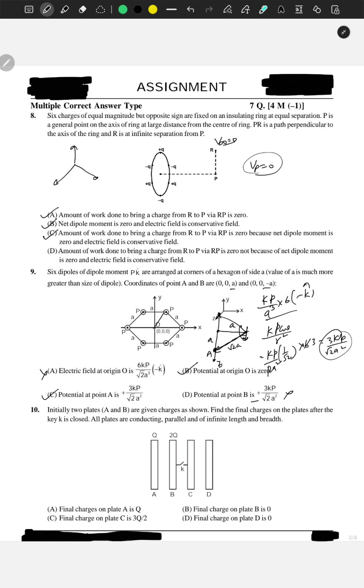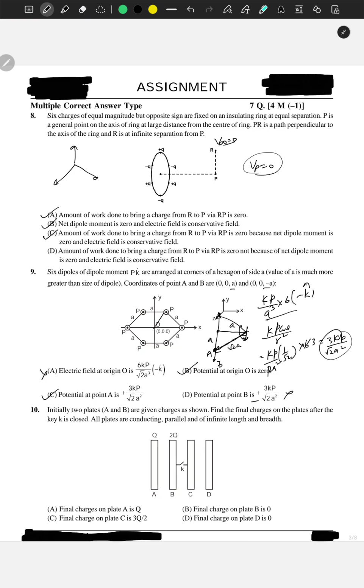Okay, let's move to the next, and this will be the last question of this session. Question number 10. Initially, two plates A and B are given charges as shown. Find the final charges on the plates after the key K is closed. Just understand there's one concept involved when there's a key between two conductive plates.